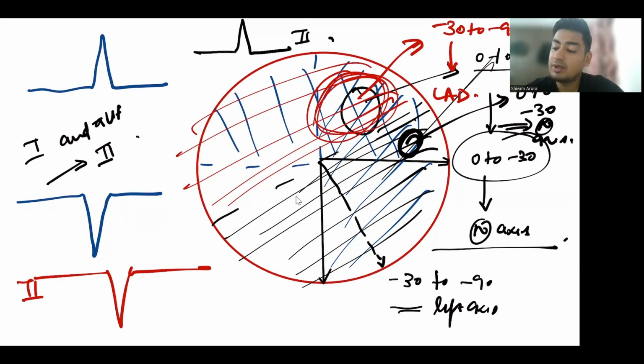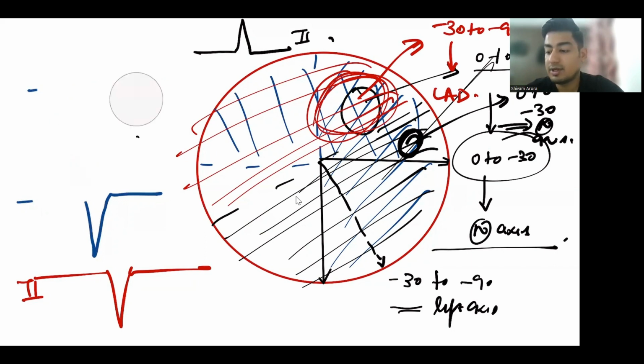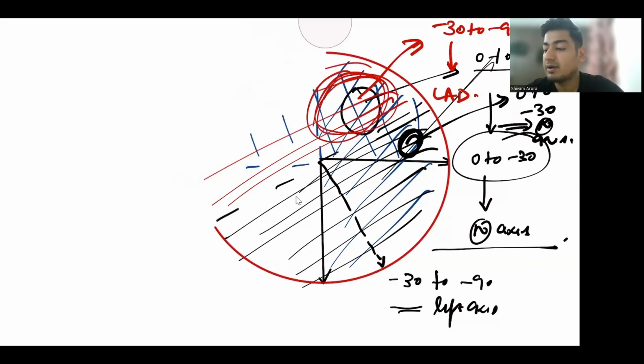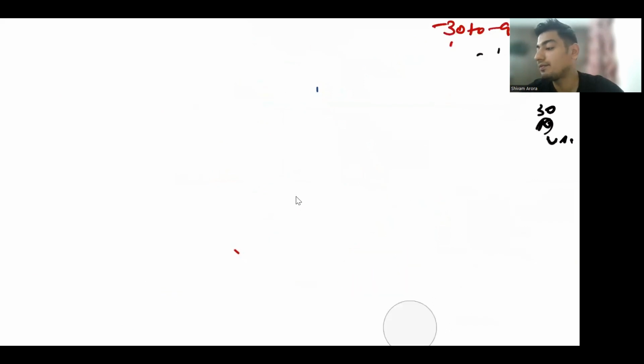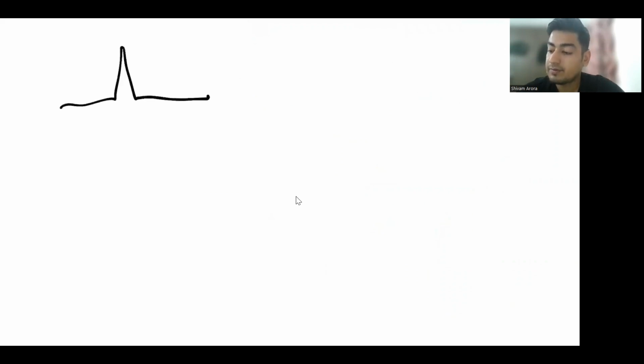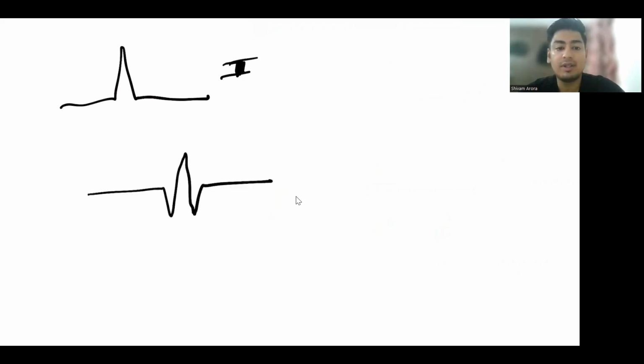Now, how to say that a QRS is positive or negative in a particular lead? Suppose this is a QRS in lead 1. We can easily say that this is a positive QRS. But suppose if QRS is like this, how can we say that it is a positive QRS or a negative QRS? So we have to calculate the Q, R, and S segment.